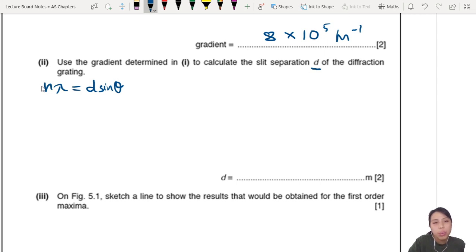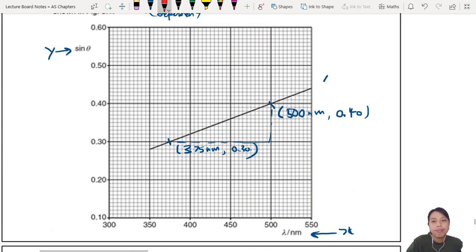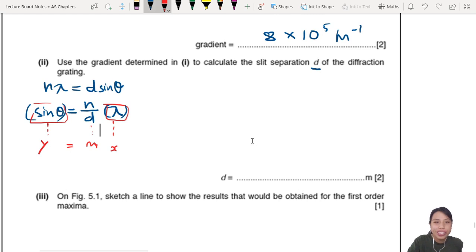Okay, our y is sine theta, so I put that on one side. Y equals to, our x-axis is lambda, so I'm going to put lambda here. Everything else will be n over d. Okay, you see a pattern? This is our y, this is our m, this is our x. So y equals mx, straight line graph. So if you plot the graph of sine theta against lambda, you will get a straight line. Very nice. Beautiful skills you need to use.